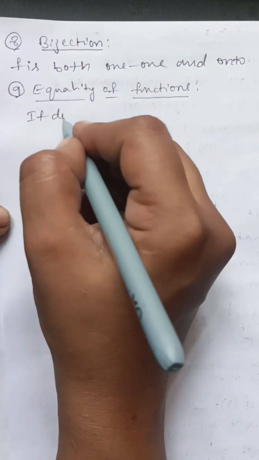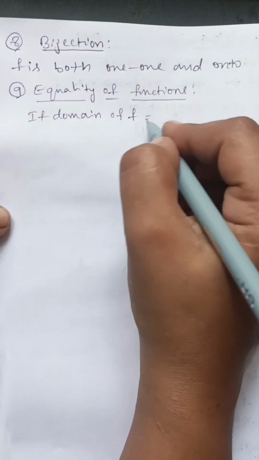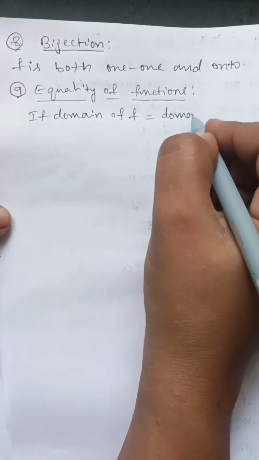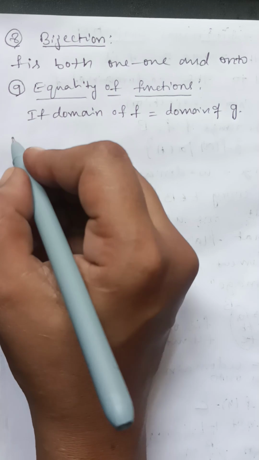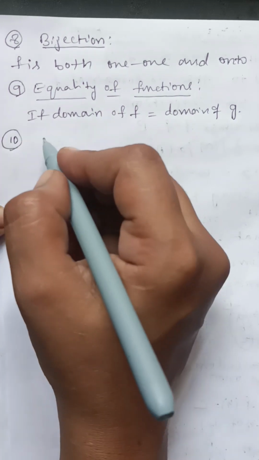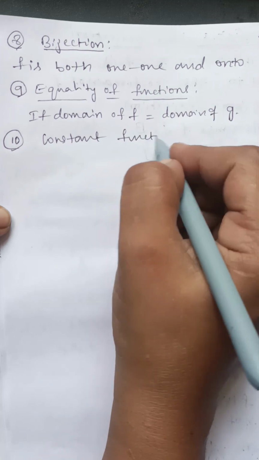Next one, equality of functions. Take any two functions f and g. If domain of f equals domain of g, then those two functions are equal.